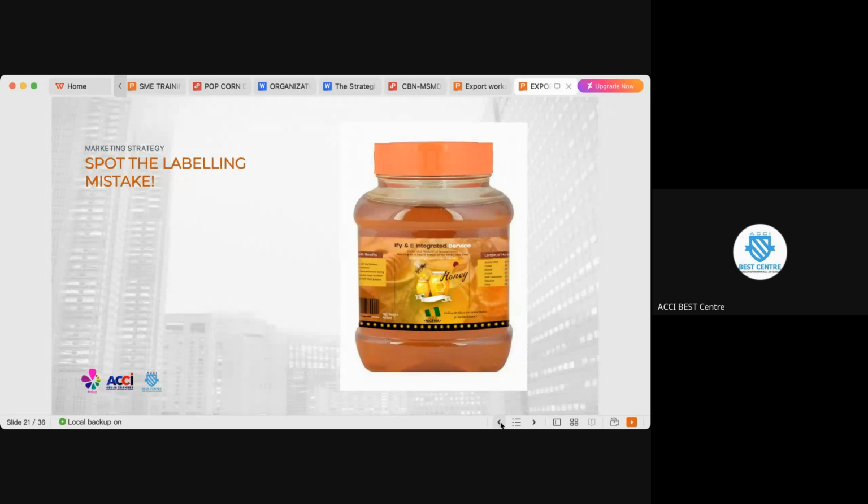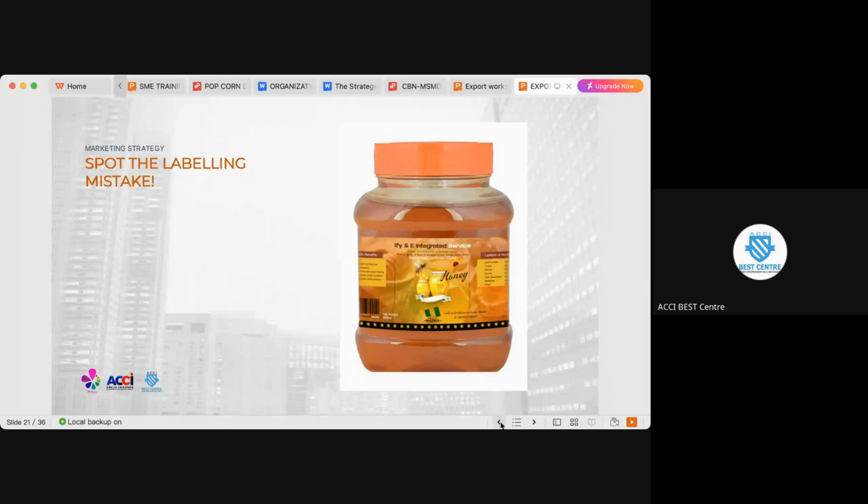This is an exercise, but because of our time, this is to spot the labeling mistake. This product is manufactured in Delta State. What is the challenge here? What is the labeling mistake here? I can't find the manufacturing date. I can't find the expiry date. I can't find the manufacturer's address. There's just a phone number. Another item of importance that should be on your product, yes, the barcode is there. So the barcode should be there and it should be working.